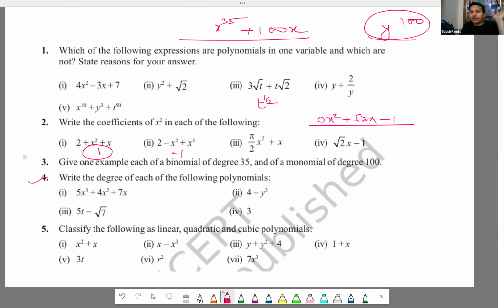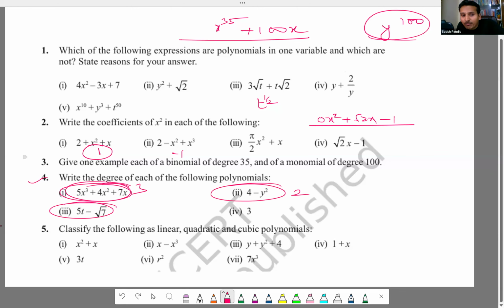Next, write the degree of each of the following. What is the degree of this? Put the number. Yes, all of you are right. Good. Degree is 3. Highest power of the variable is 3. What is the degree here? Very good. Answer is 2. Okay. Very good. What is the degree here? Very good. Answer is 1.